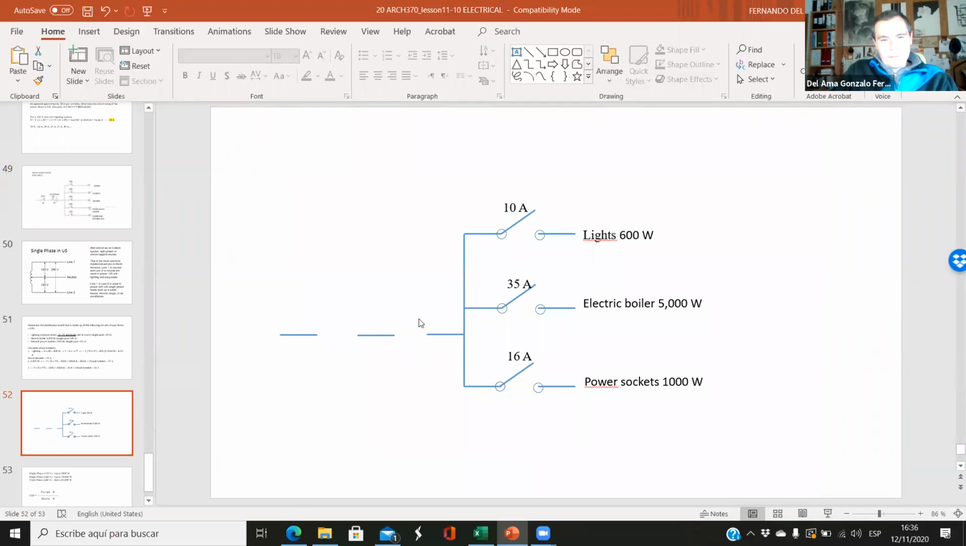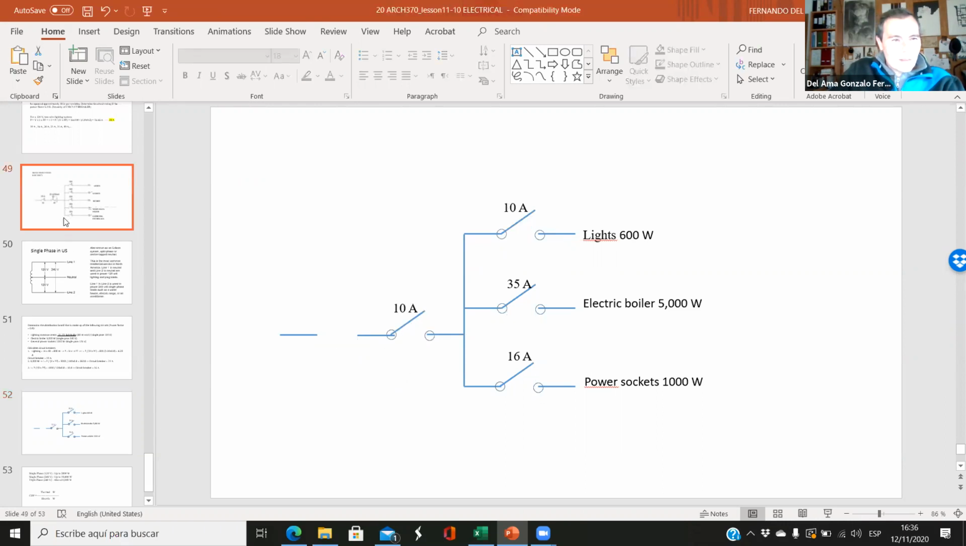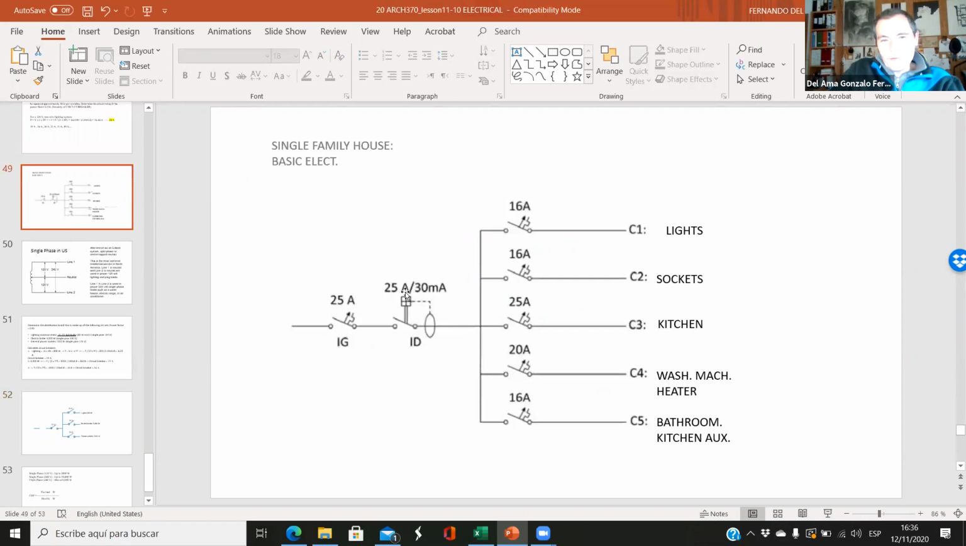So this is the differential circuit breaker, and this is the main switch. We can copy the same symbol here, but in this case, this is the differential circuit breaker. For the differential, you see that we have two figures here. We have the amperes, and then we have milliamperes. This is the difference of intensity that makes this switch disconnect.